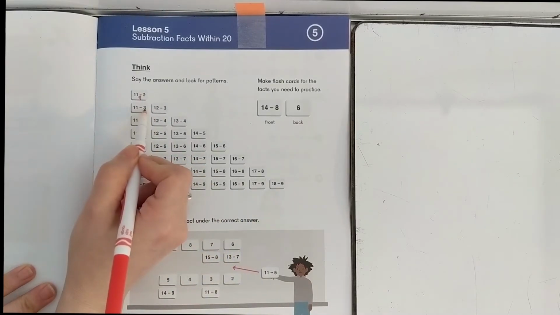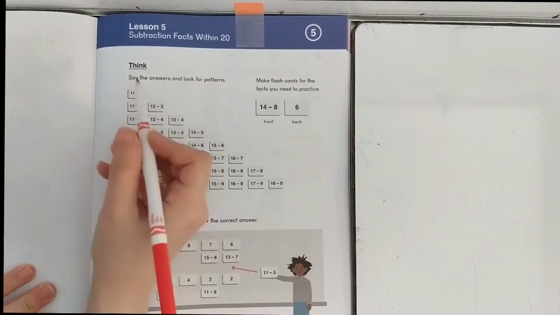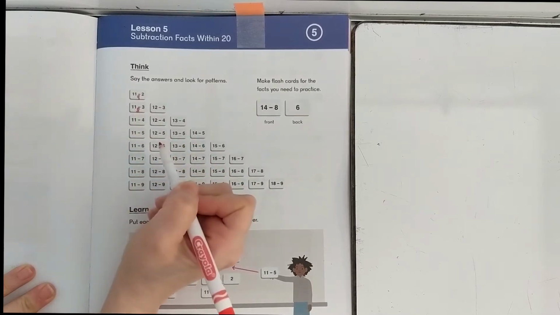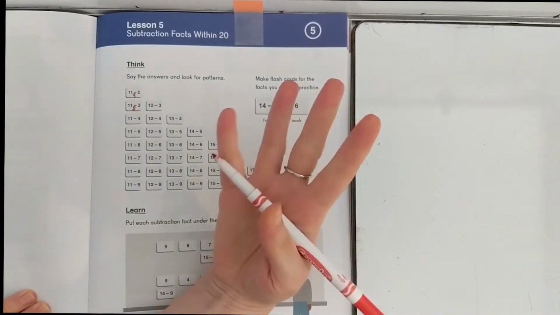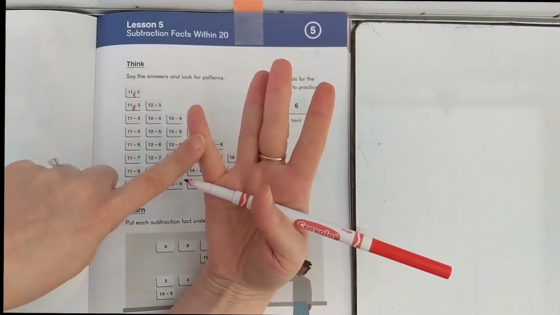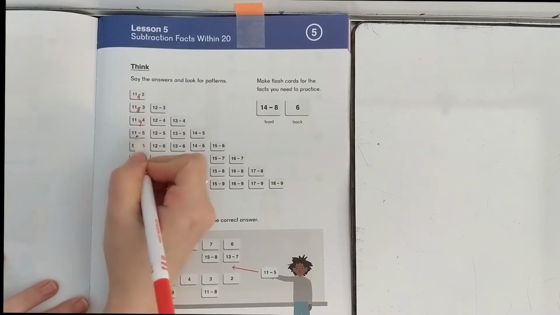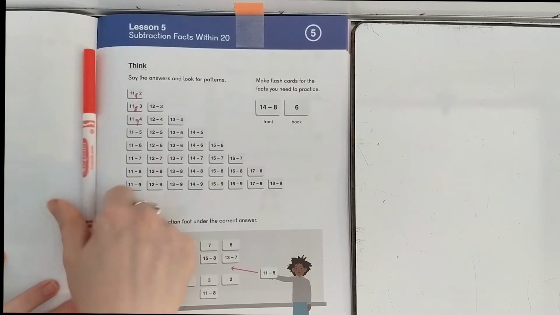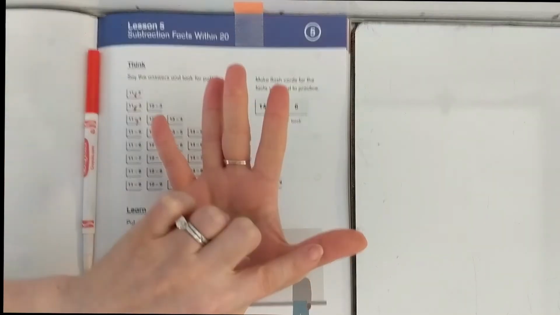11 minus 3, we're going to count back 3 times. 11, 10, 9, 8. I'm going to put a little 8 right there. Perfect. 11 minus 4. 11, I'm going to count back 4 times. 11, 10, 9, 8, 7. 11, count back 5 times. 11, 10, 9, 8, 7, 6.